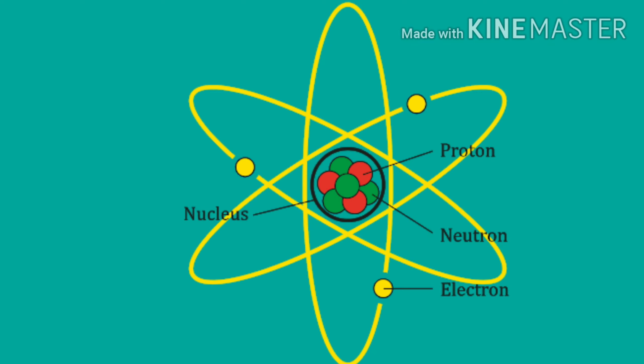After lots of experiments, we found that the mass of one proton is equal to 1.67 into 10 to the power minus 27 kg. So how can we prove that the mass of one proton is equal to 1.67 into 10 to the power minus 27 kg? For this we take the lightest element, that is hydrogen.